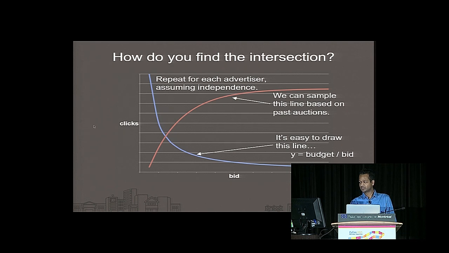And then, we do this computation for the red line for each advertiser independently. And of course, each of these auctions are not truly independent of each other. So in order to work around that, we then repeat this whole process as frequently as we can, right?